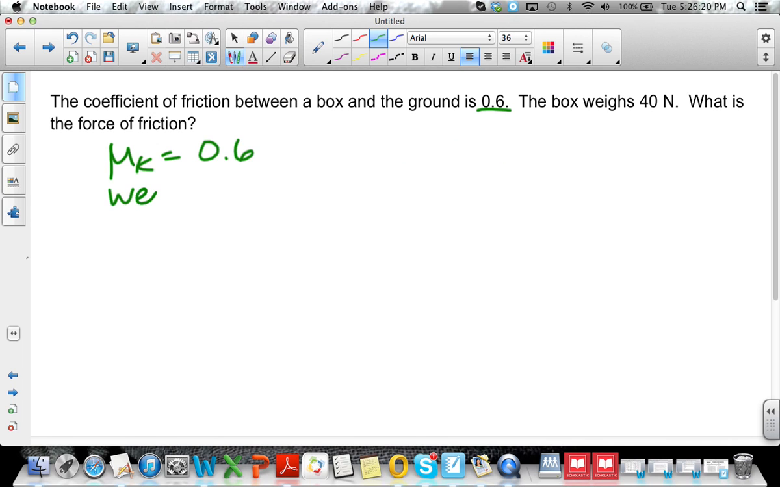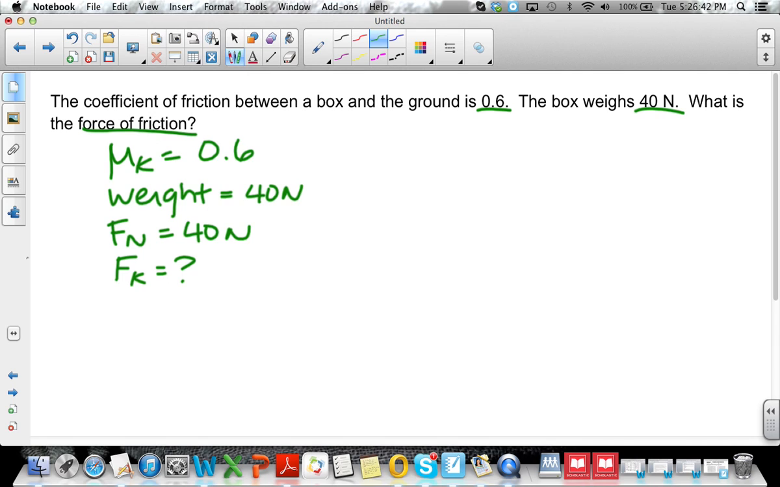So weight equals 40 newtons. And that also tells me Fn. So Fn is also 40 newtons because those two have to be the same. So now, what is the force of friction? Oh, here. Okay. What is the force of friction? Fk is the one that I don't know, so I'm going to have to calculate that. So then remember, identify any formulas you need.